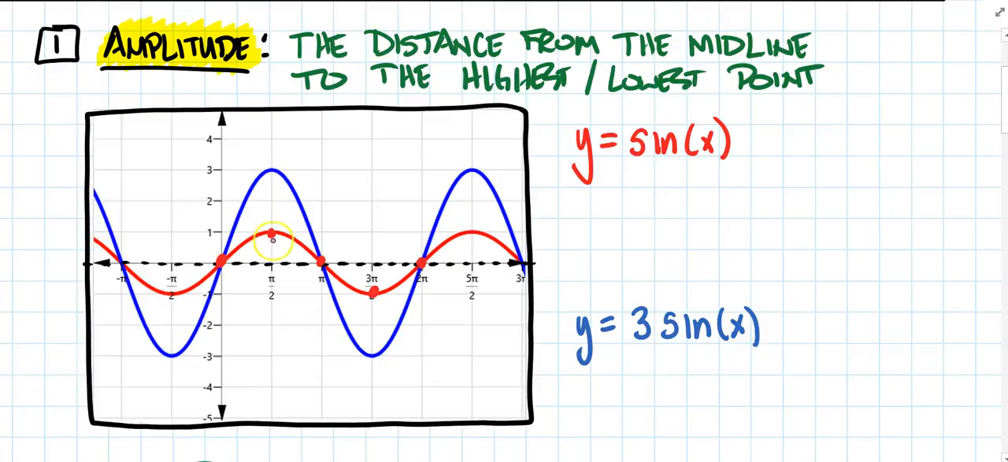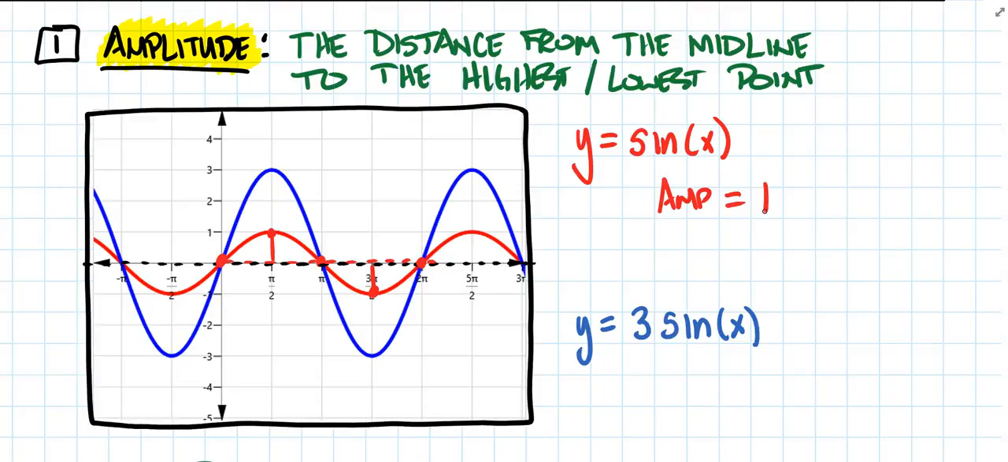The amplitude then is the distance measured from the midline, which is the line that goes straight through the center of the graph and cuts it in half, to the highest point or to the lowest point, and that is a value of 1, just like it is in the range. So in this case, the amplitude is equal to 1, because it's the distance from the midline to the highest or the lowest point.